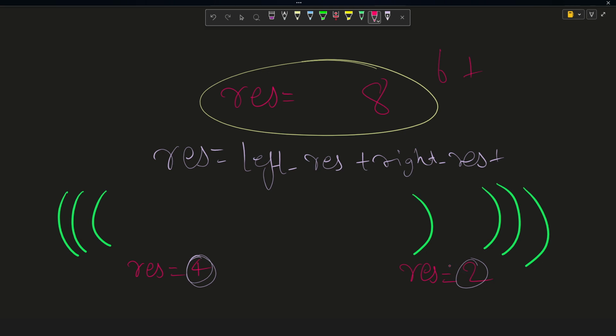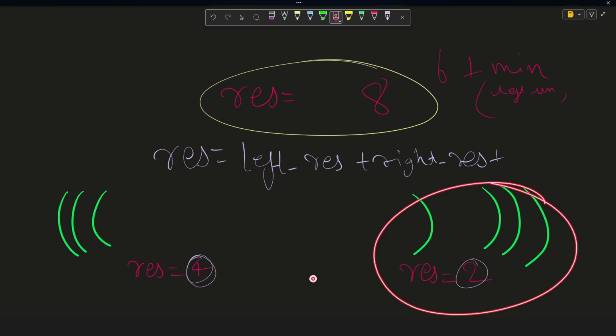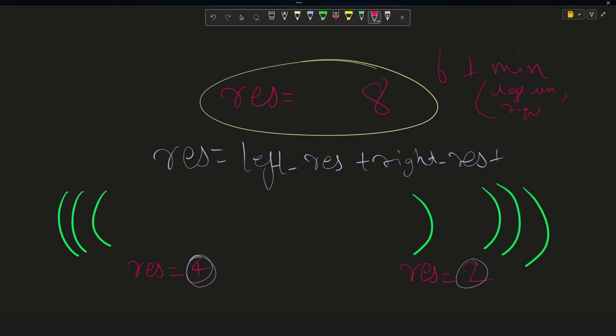That is, this will be the summation of the left result plus the right result plus the minimum of the left unmatched brackets from the left child, comma, the number of right unmatched brackets from the right child. So this is the correct representation for the result of a parent.